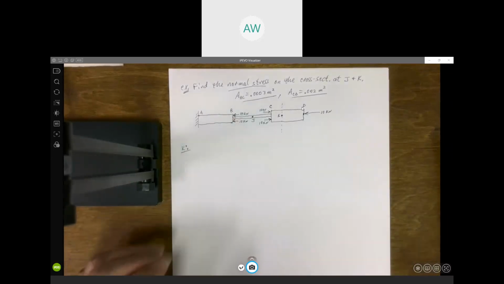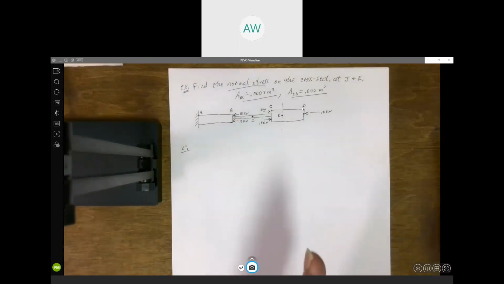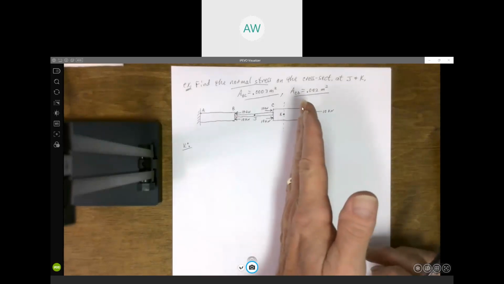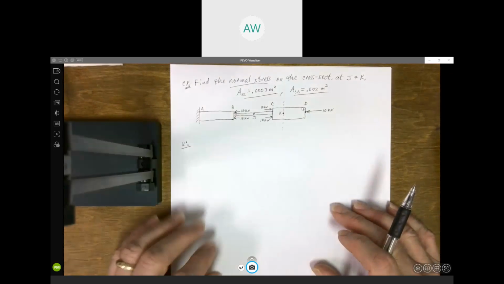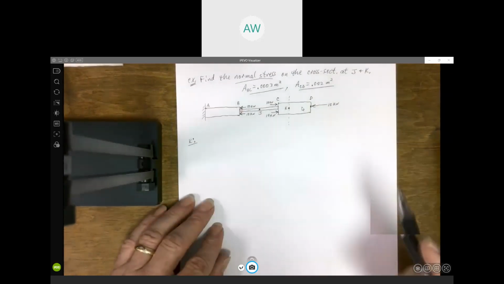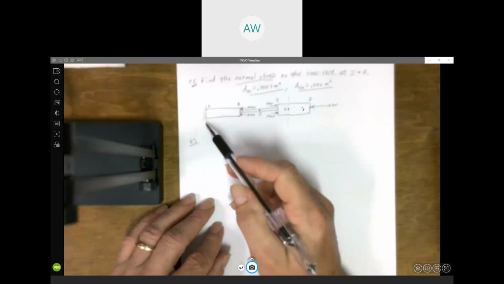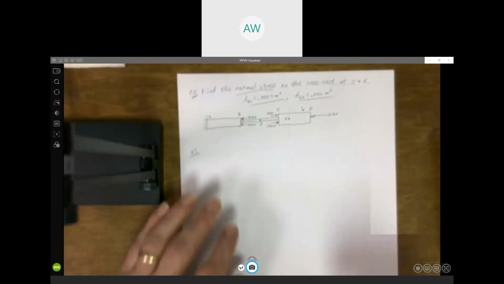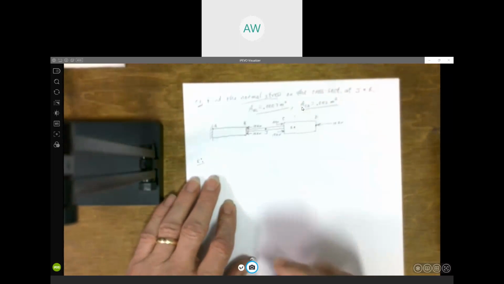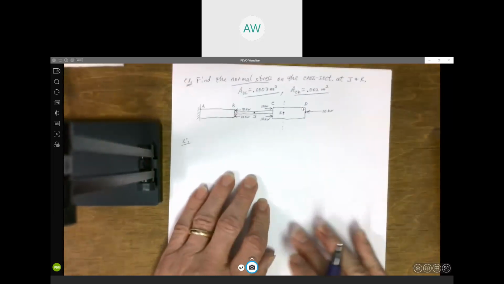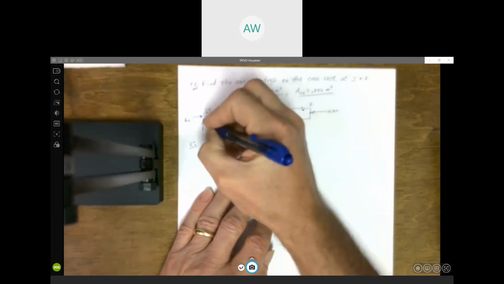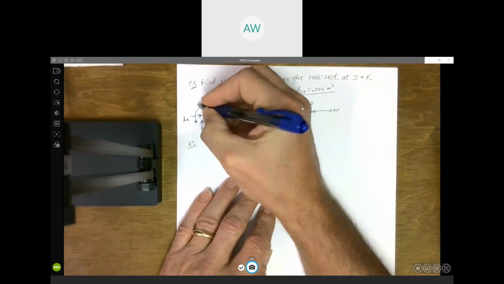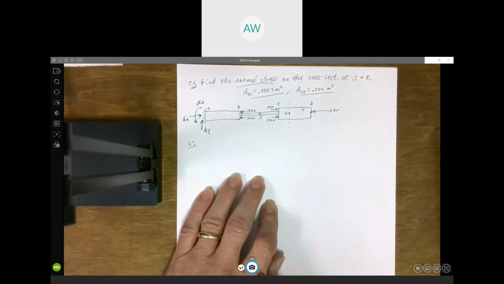Now, in this case, I think everybody would agree that there's going to be less work to do if we look at the right side over here. We could do it this way by looking at the left side. But keep in mind, if we do look at the left side, we've got a fixed support over here, so you've got support reactions there.